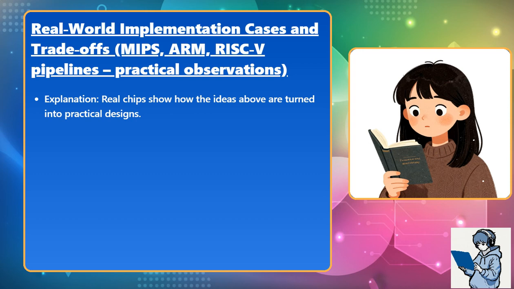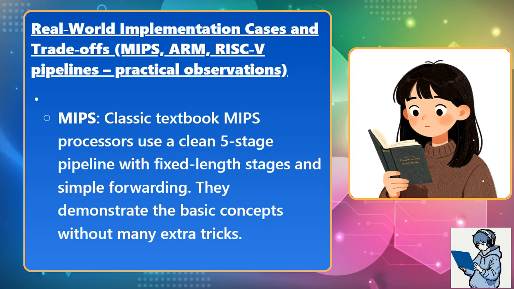Explanation. Real chips show how the ideas above are turned into practical designs. MIPS, the classic textbook example. MIPS processors use a clean 5-stage pipeline with fixed-length stages and simple forwarding. They demonstrate the basic concepts without many extra tricks.